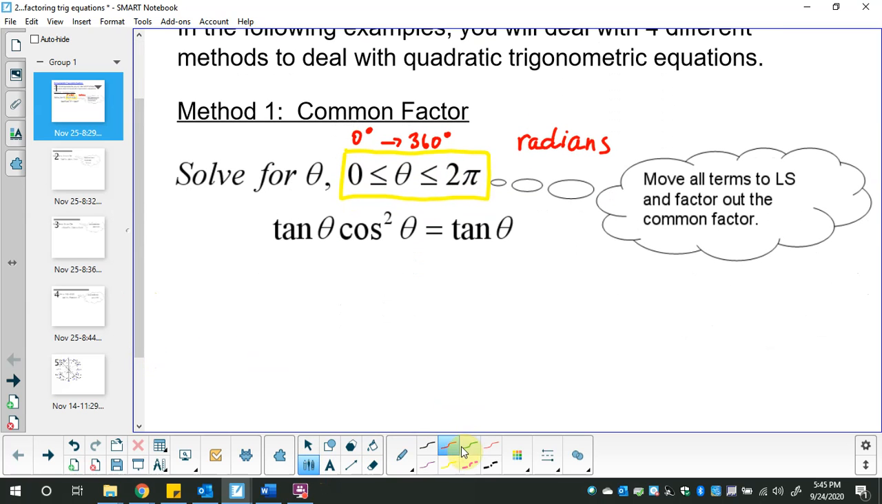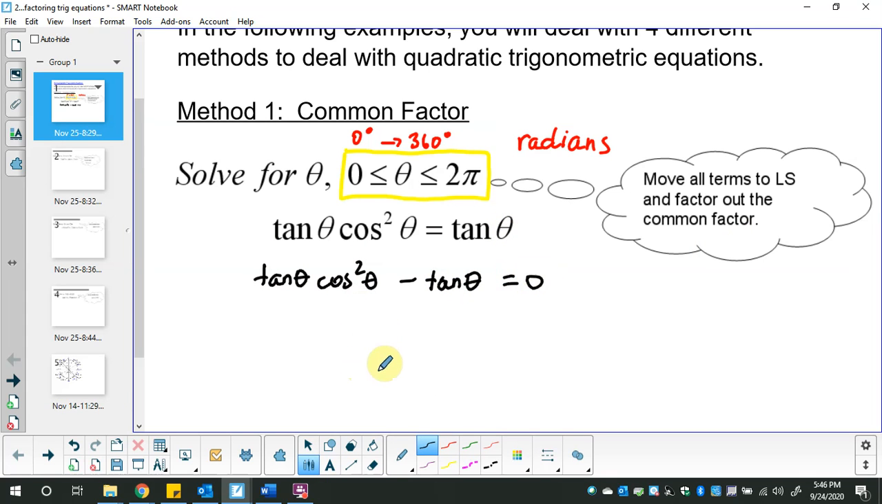It is completely illegal to cross out a tan on both sides and then say either that cos squared theta is equal to 1, which it is, or to 0. This loses you information, so you have to keep it in there. So this little thought bubble off to the side says move all terms to the left side and factor out the common factor. So I am going to take tan theta cos squared theta, minus the tan theta from the right to the left, equals 0.